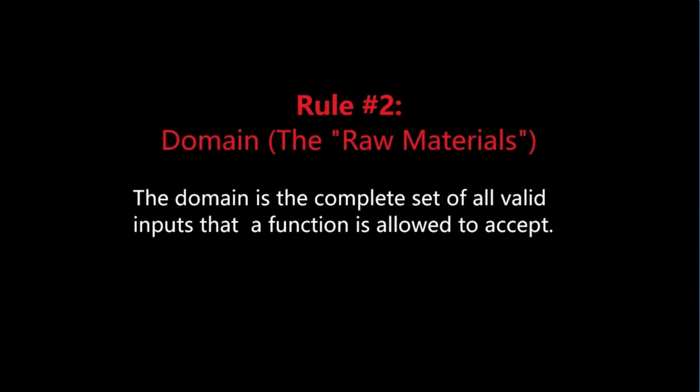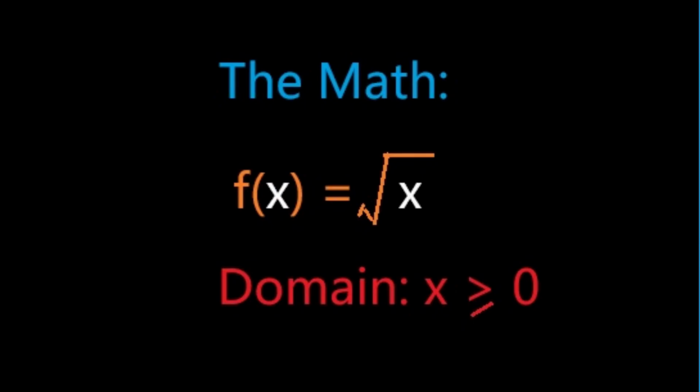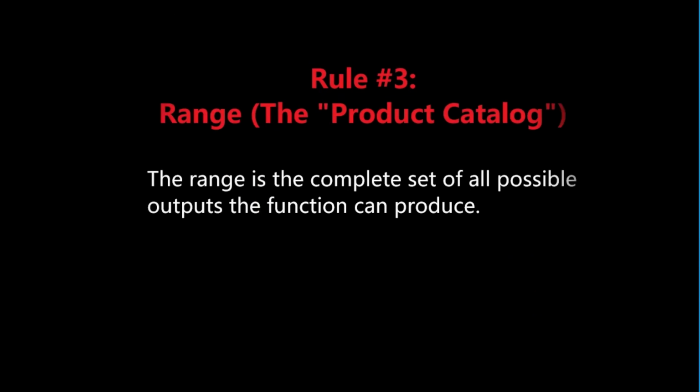Rule number 2, domain, the raw materials. The domain is the complete set of all valid inputs that a function is allowed to accept. The machine analogy: a coffee grinder is designed to process coffee beans. You can't put rocks into it. So, rocks are not in the domain of the coffee grinder function. The math: for the function f(x) equals the square root of x, the domain is x is greater than or equal to 0, because you cannot take the square root of a negative number in the real number system.